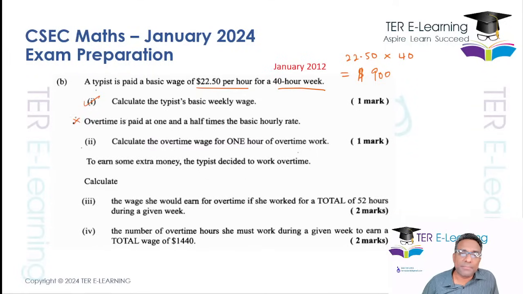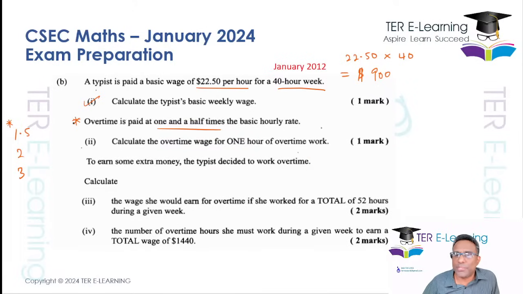Now, overtime. Let me just make a comment about overtime here. Overtime can be paid at time and a half, that's 1.5. It can be paid double time, or it can even be paid triple time. The one that CSEC tends to bring a lot is time and a half. Once you see 1.5 times, we're talking about 1.5 multiplied by the basic wage.